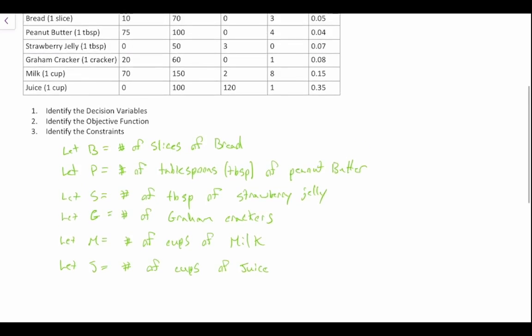Okay, so here are our decision variables. So we have 6 decision variables in this problem. Importantly, we are very specific about the units of each of our decision variables. So B is the number of slices of bread, P is the number of tablespoons of peanut butter, S is the number of tablespoons of strawberry jelly, G is the number of graham crackers, M is the number of cups of milk, and J is the number of cups of juice. So we've been very specific in identifying our decision variables. This will help you in the long run.